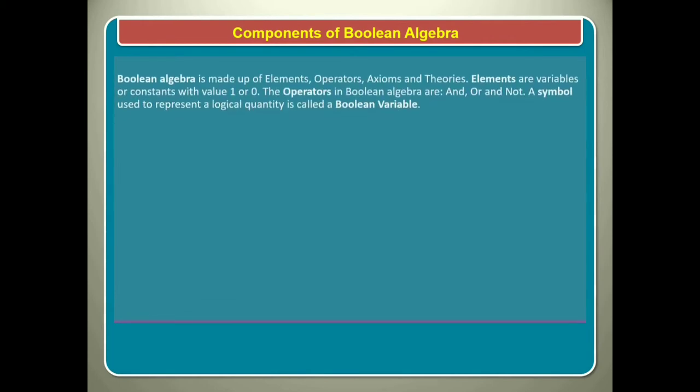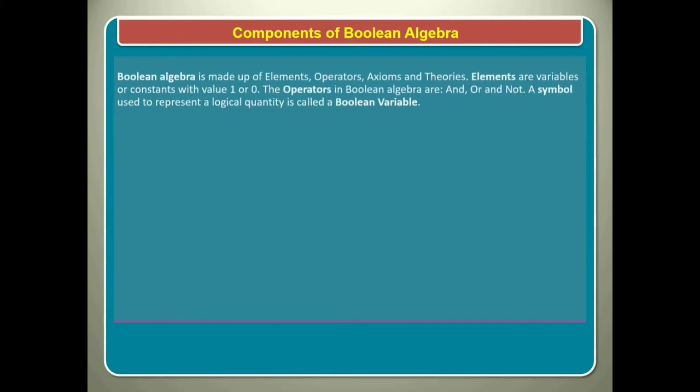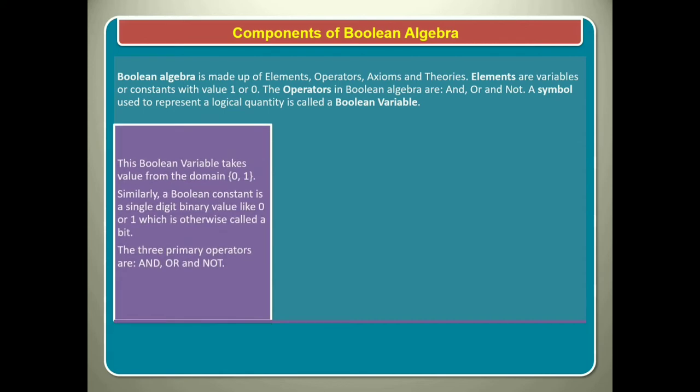Let us now learn about the components of Boolean algebra. Boolean algebra is made up of elements, operators, axioms, and theorems. Elements are variables or constants with value 1 or 0. The operators in Boolean algebra are AND, OR, and NOT. A symbol used to represent a logical quantity is called a Boolean variable. This Boolean variable takes value from the domain 0 to 1. Similarly, a Boolean constant is a single-digit binary value like 0 or 1, which is otherwise called a bit.